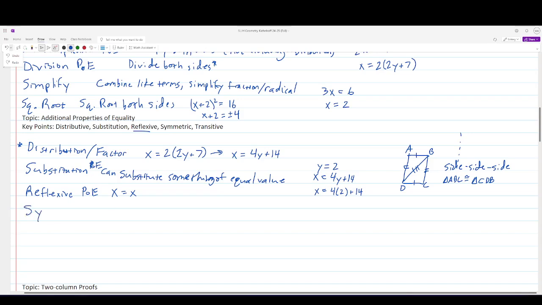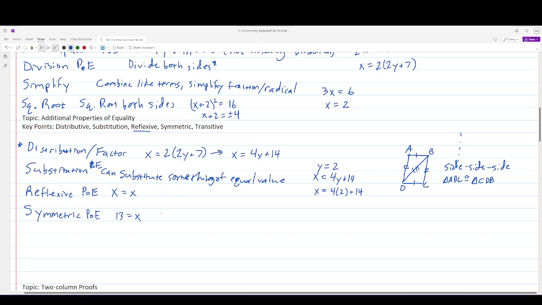Symmetric property of equality is useful, but in a way that feels really dumb. So, symmetric property of equality: when you're solving an equation in algebra, if you get something like 13 is equal to x, then we consider that finished. x is by itself, x is equal to 13.